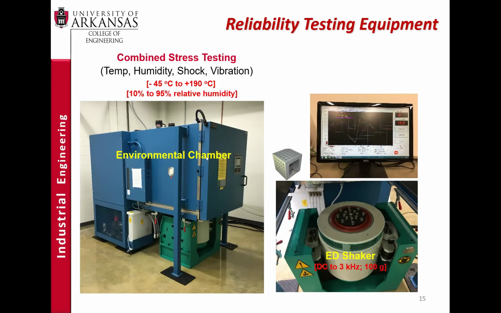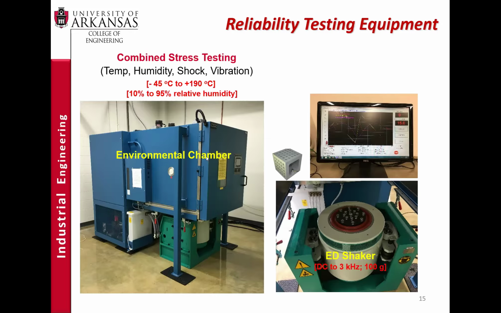And also, of course, when we do testing, we have to consider the chamber capability. For instance, this chamber can do temperature ranges from negative 45 degrees Celsius to 190 degrees Celsius, and relative humidity can go from 10% to 95%. So when we actually conduct reliability testing, we have to really consider the capability of the test equipment we have.